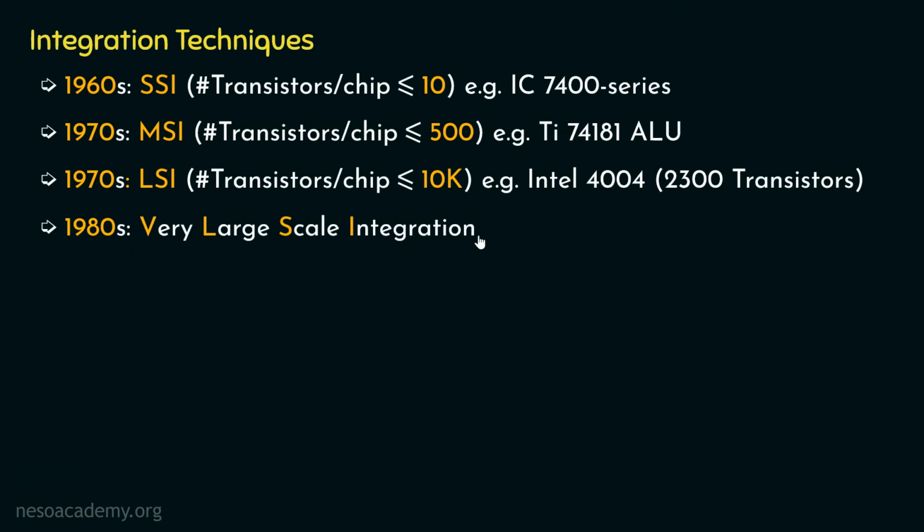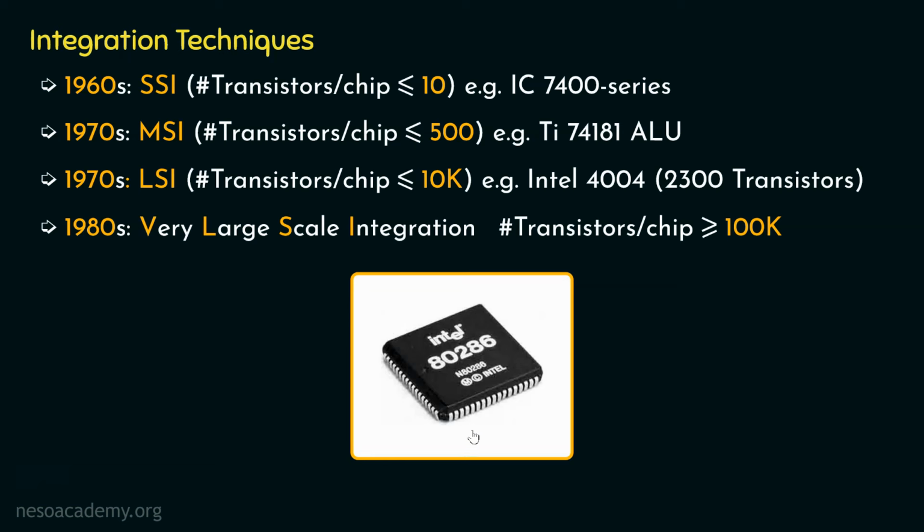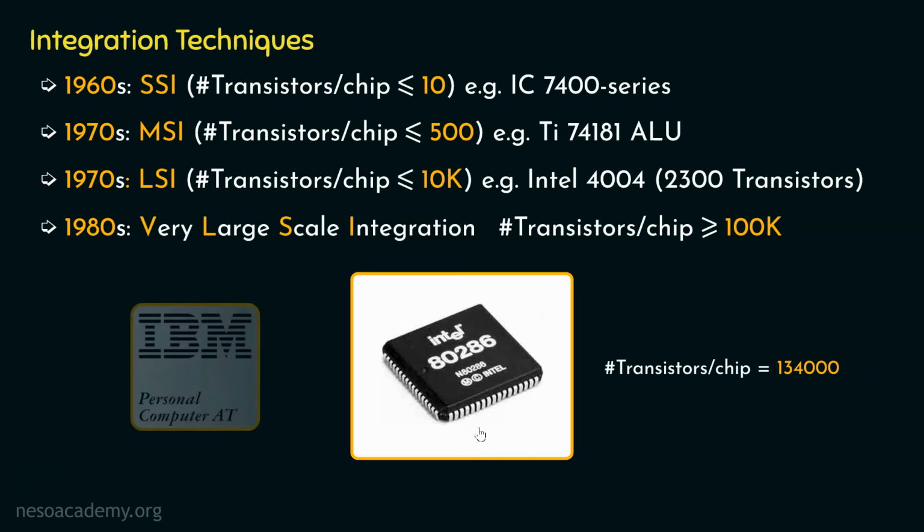In very large-scale integration, or VLSI, the number of transistors per chip was more than 100,000. One notable instance of this particular integration technique is Intel's 80286 microprocessor. Introduced in February 1982, it was Intel's first 16-bit microprocessor with separate, that is non-multiplexed, address and data buses. It consisted of 1,34,000 transistors per chip. And this microprocessor was widely used in IBM's PC AT, that is personal computer advanced technology. The IBM PC AT was introduced in 1984.